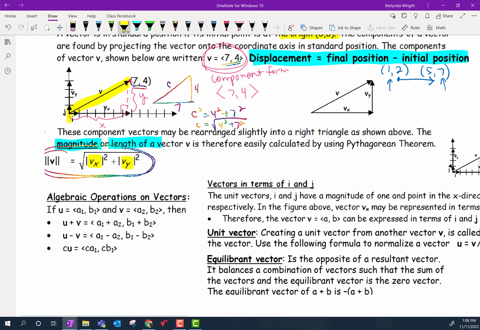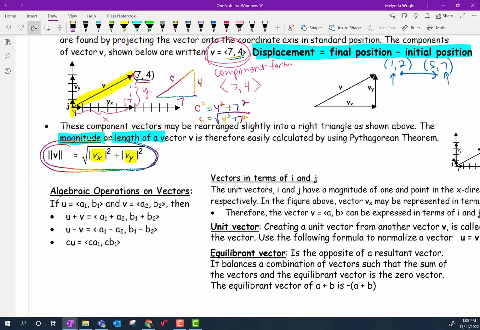So what we can do when we have the component form, let's look at our vectors down here. Vector u has an x component of A1 and a y component of B1, and vector v has an x component of A2 and a y component of B2. That's just setting the stage for us.